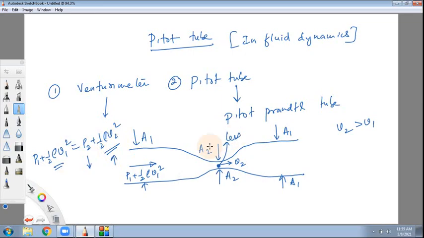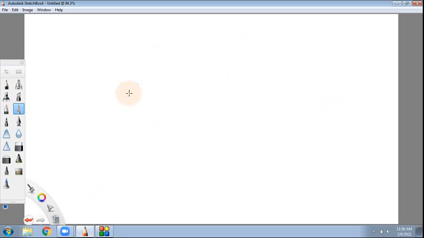Now take a note, what is the pressure you record here if you use a manometer? What is a manometer? A U-tube kind of structure. The pressure you record here is P1, which is what we call the static pressure. This half rho V square term is called the dynamic pressure. So let me show this construction on the next page in a better way.